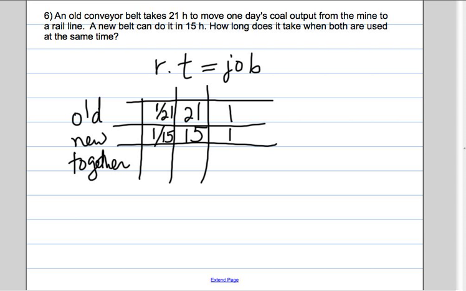Think about this. If it takes the old machine 21 hours, the new machine 15 hours, when they work together, it has to be less than 15 hours, because if the new machine works just by itself, it can do it in 15. Now the old machine is going to help it, so it's going to take less than 15. So these two rates will be added together, the 1 over 21 and the 1 over 15.